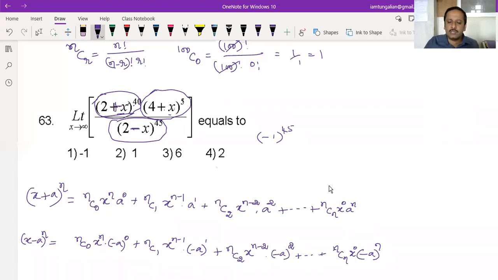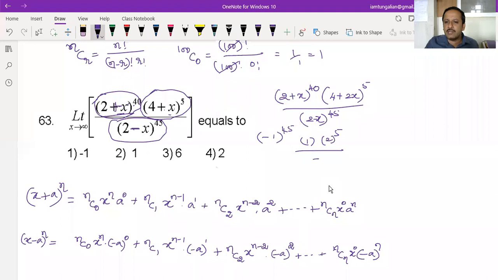Now suppose instead of this, another good question here. Suppose you have (2 plus x) whole power 40 into (4 plus 2x) whole power 5 divided by (2 minus x) whole power 45. If this is the case, what would have been the answer? Here the coefficient of x is 1, 1 power 40, is 1. Here the coefficient of x is 2, 2 power 5. In the denominator the coefficient of x is minus 1 to the power 45. So 1 power 40 is 1, 2 power 5 is 32, the denominator is minus 1, so the answer would have been minus 32.